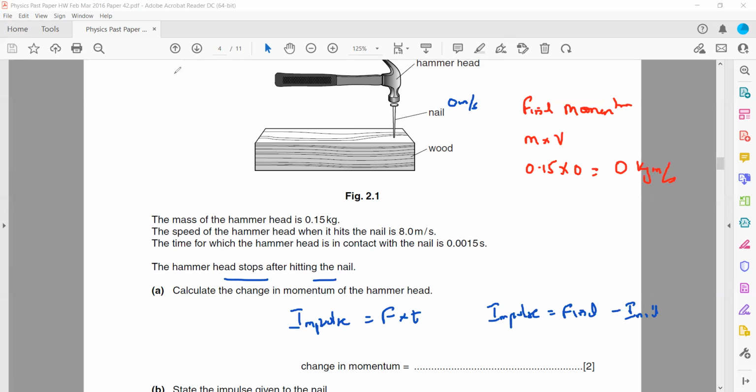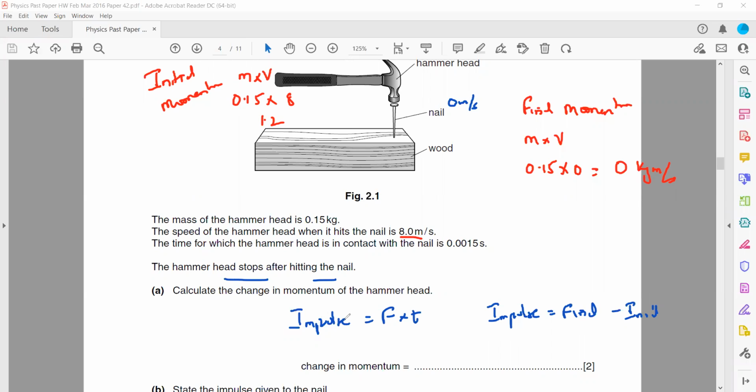What about the initial momentum when the hammer head was moving? So initial momentum, again, will be the product of mass and velocity. The mass is 0.15, the hammer head only, multiplied by the speed at which it was moving, which is 8. So 0.15 multiplied by 8 equals 1.2. So initial is 1.2 and final is 0.